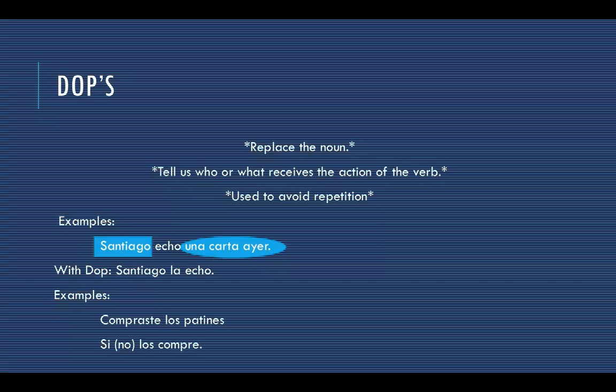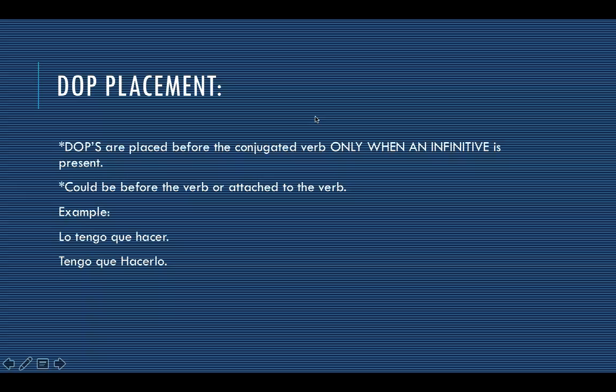And here is the placement. DOPs are placed before the conjugated verb, but only when an infinitive is present, a DOP could be before the verb or attached to the infinitive. So, an example would be a question like, ¿Lo tengo que hacer? and then you would say, tengo que hacerlo. It makes the sentence shorter, but also avoids repetition.